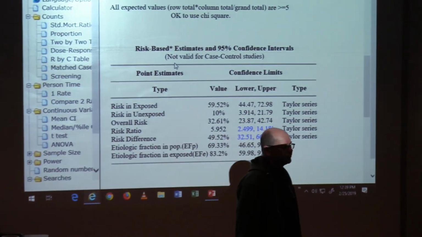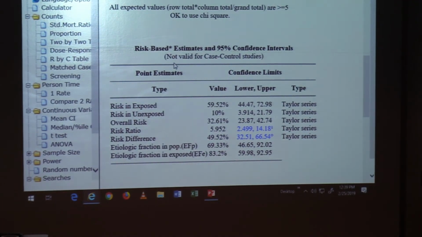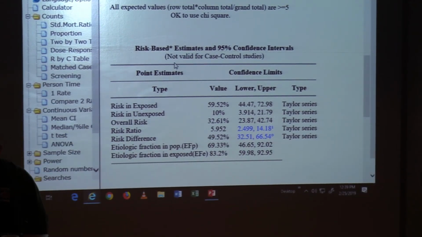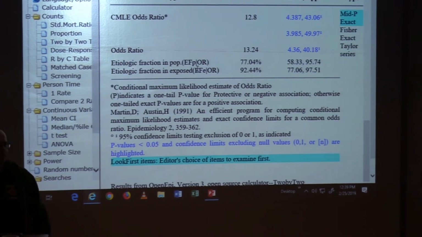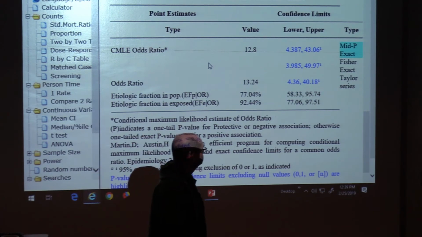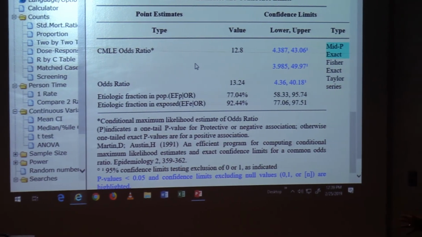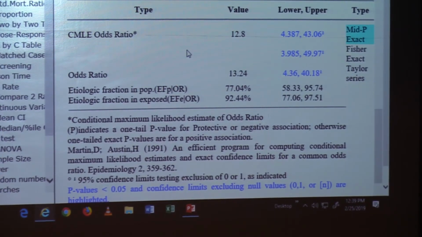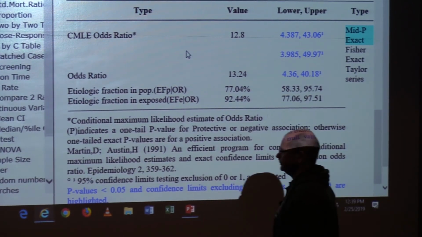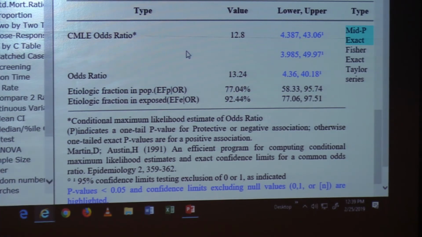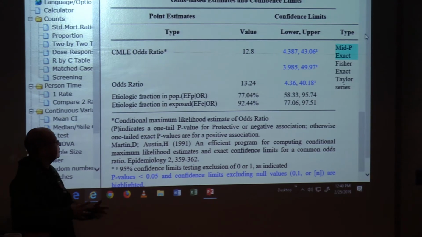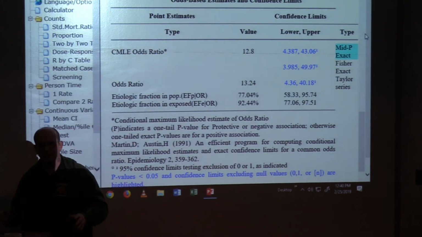And notice what happens here. This is not valid for case control studies. As we said earlier, I cannot use this in case control studies. There are some reasons for that. It's a little bit beyond the scope of what we need to talk about. We can use the odds ratio, that's okay. Remember, it was 13.24, and there's my confidence limits. So it's pretty easy to use, as long as you have your data that you can enter.